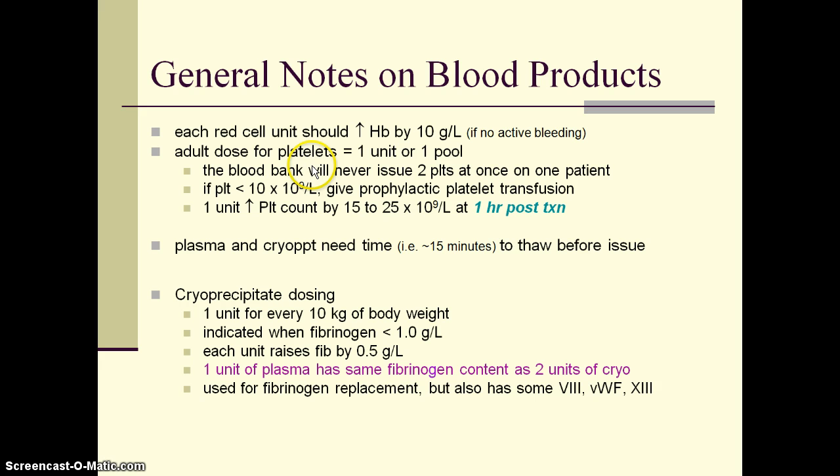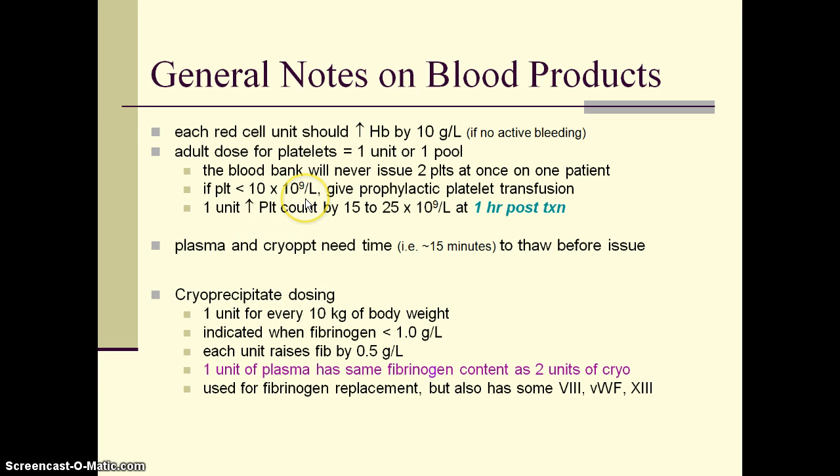The adult dose for platelets, whether you're dealing with an apheresis unit or a pooled platelet unit, is 1 bag of platelets. In general, because platelets are always in short supply regardless of blood group, the blood bank will never issue 2 platelet units at once on any one patient. The guideline is to issue 1 unit of platelets and then clinically monitor whether there's a response, or do a 1-hour post-transfusion platelet count to see if there's an adequate increment in your platelet number, and then decide whether additional units or other interventions are needed.